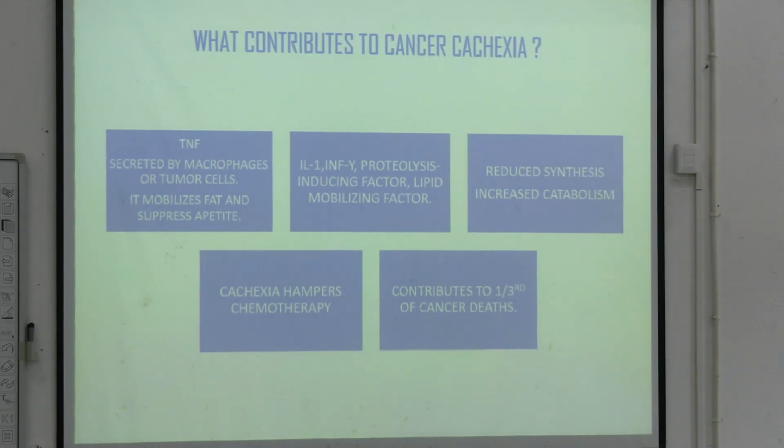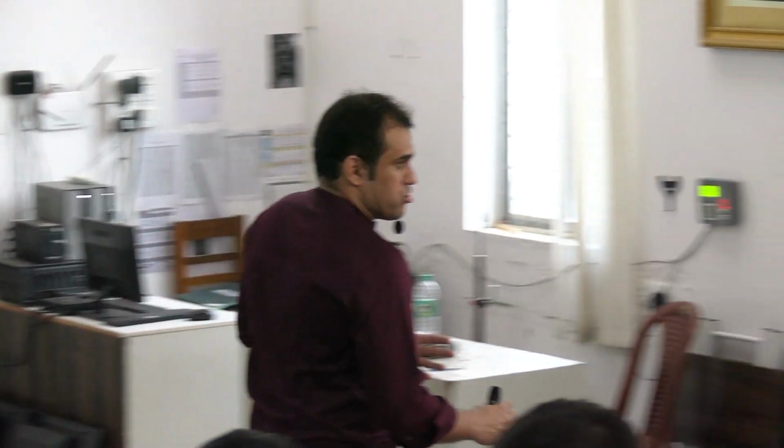One is secretion of various cytokines, like tumor necrosis factor, interleukins, lipid mobilizing factor, proteolysis inhibiting factor. These are the ones which aid in cachexia. They suppress appetite and all. TNF suppresses appetite and mobilizes lipid. So there is loss of body fat and anorexia.